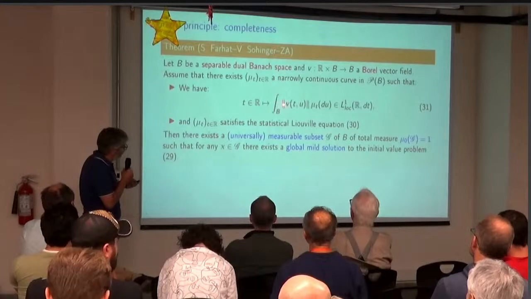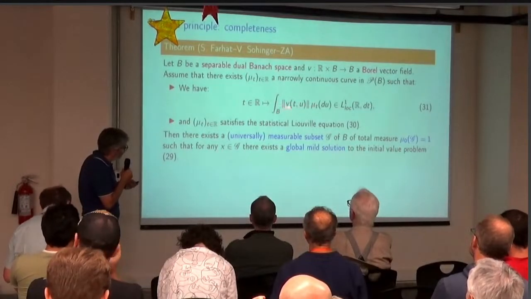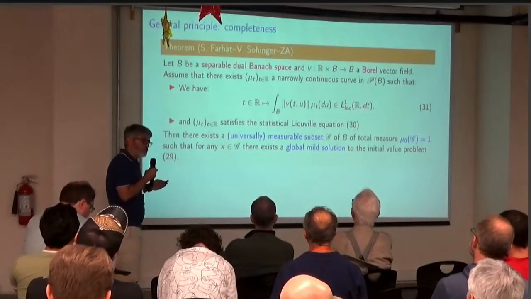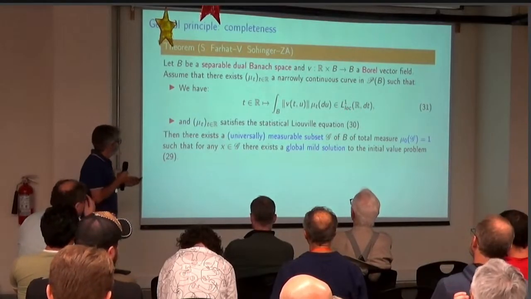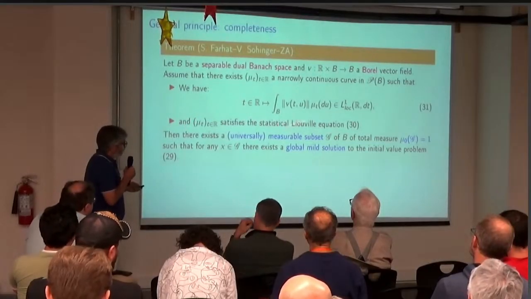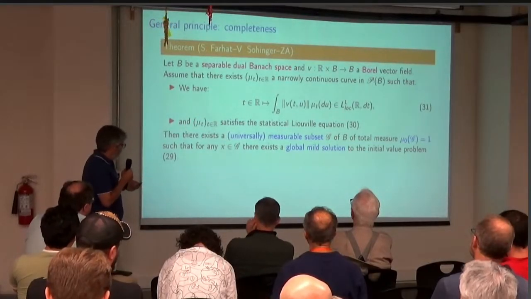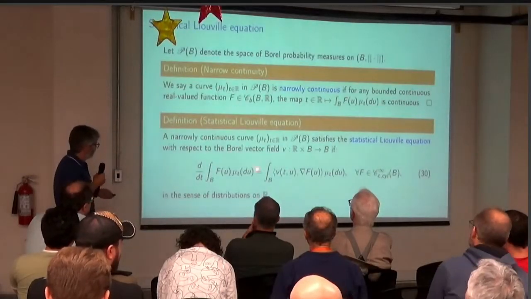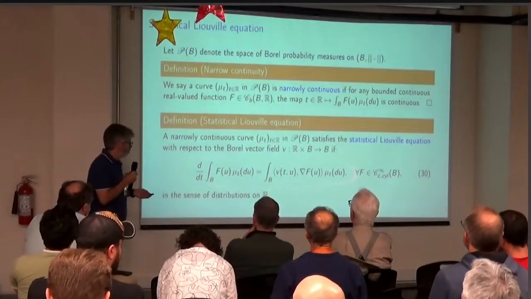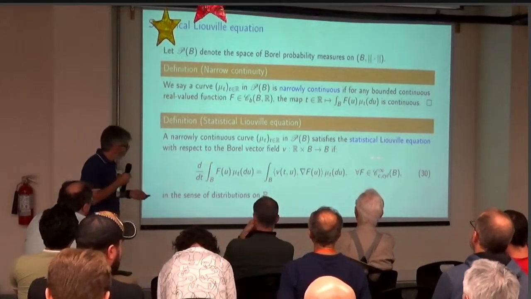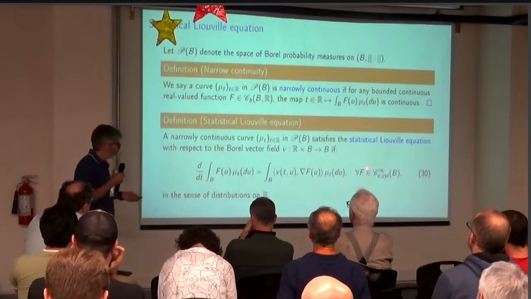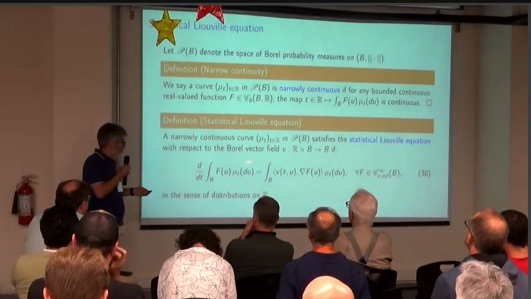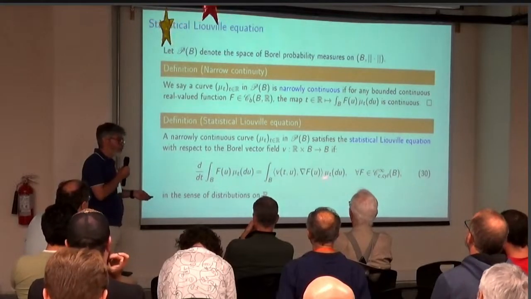So the integral with respect to mu_t of the time-dependent vector field is locally integrable in time. The integrability is only in time. And mu_t satisfies the statistical Liouville equation that I showed before. Maybe I can go back a little. So this is the Liouville equation. We are just assuming the existence of global solutions of this. This global solution could, of course, be a stationary solution. If it is a stationary solution, then the time derivative drops to zero, and you have this.